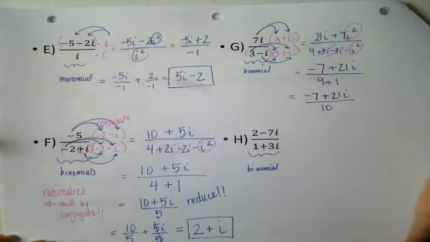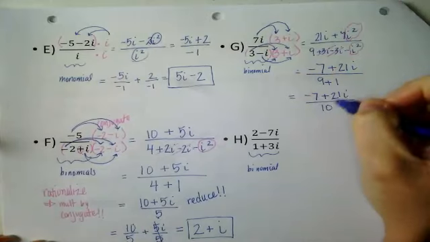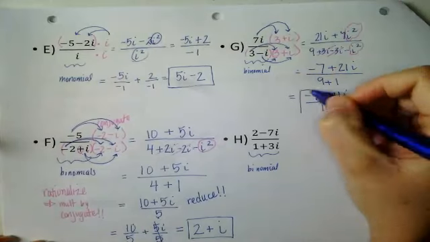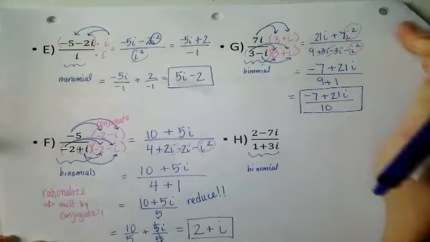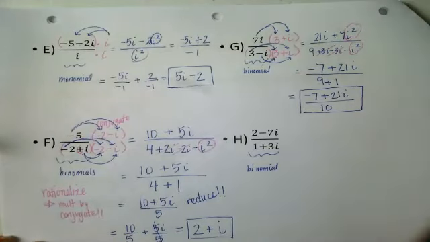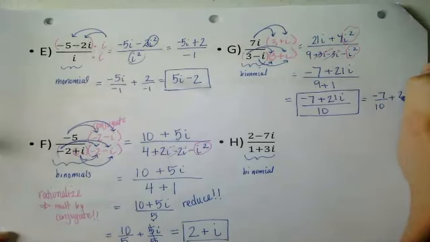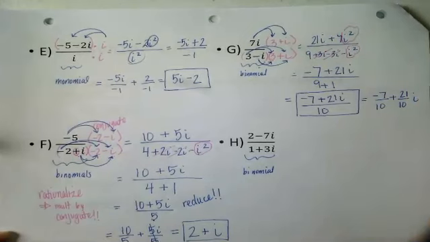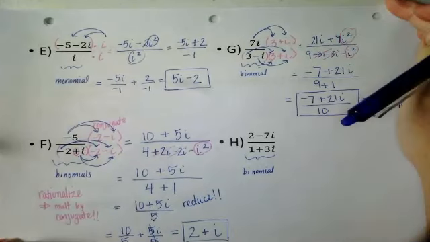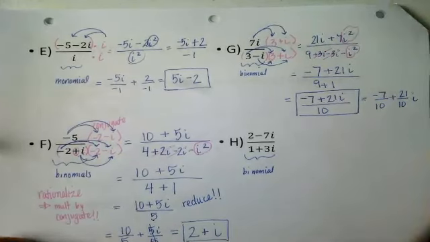And those do not reduce. The 7 and the 10 don't reduce. The 21 and the 10 don't reduce. So I don't have to reduce that one. It is in lowest terms. And this is a great answer. It would also be equivalent to say -7/10 plus 21/10 i. This is an equivalent answer. And then in trig, we like it this way.